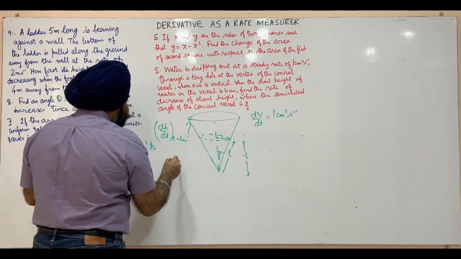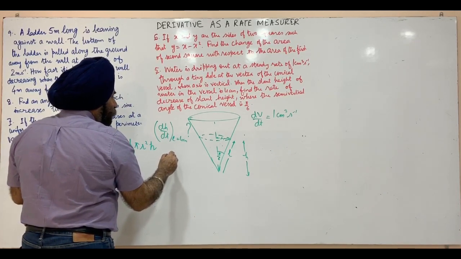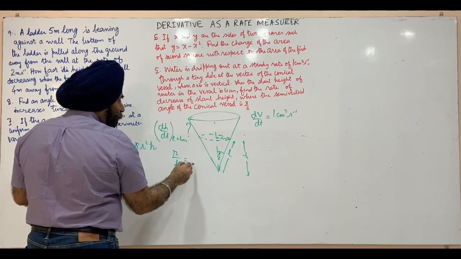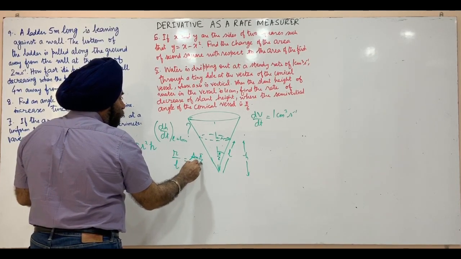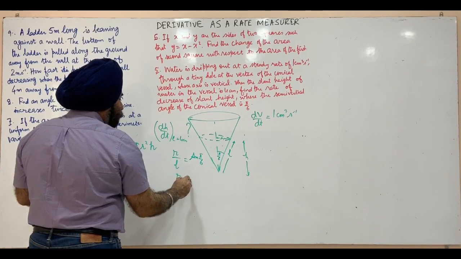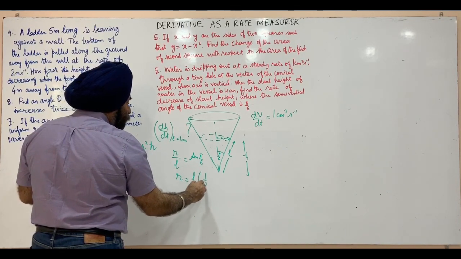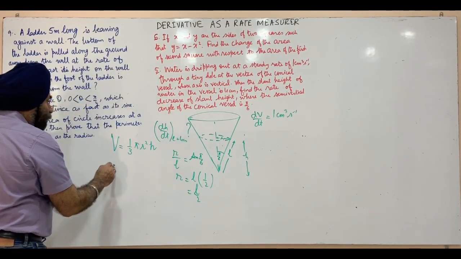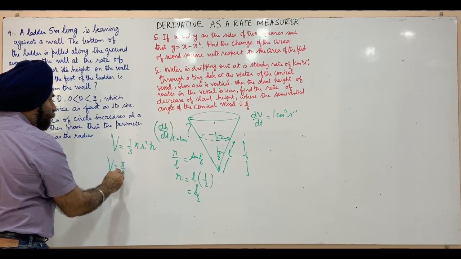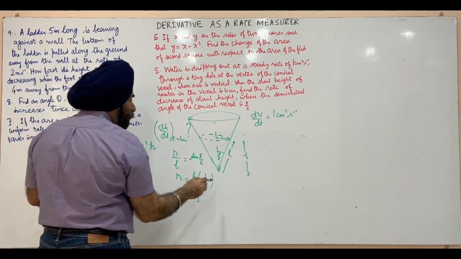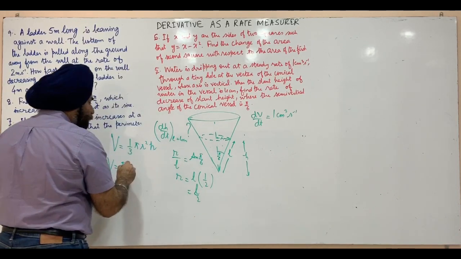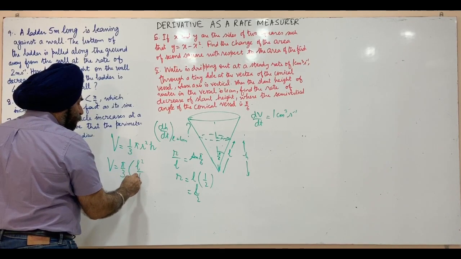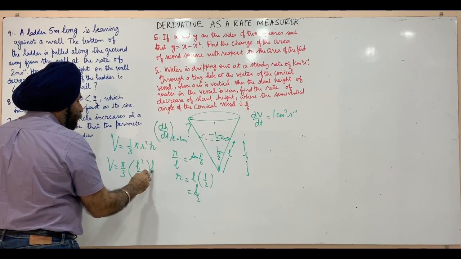So from this triangle we can write r upon L. This will be sine of pi by 6, or r is L into sine pi by 6, that's 1 by 2. So r is L by 2. Volume is pi by 3 into r square. This is r. R square will be L square by 4 into this is h.